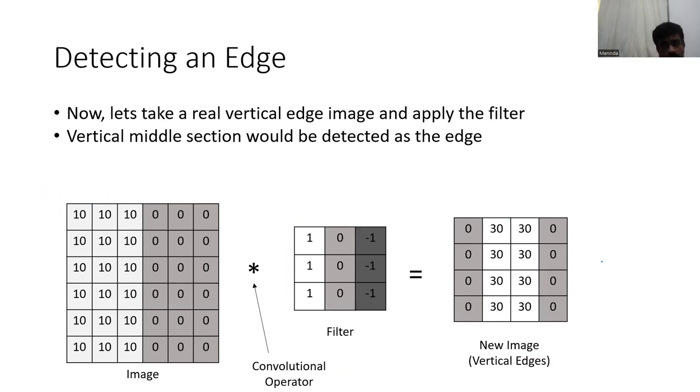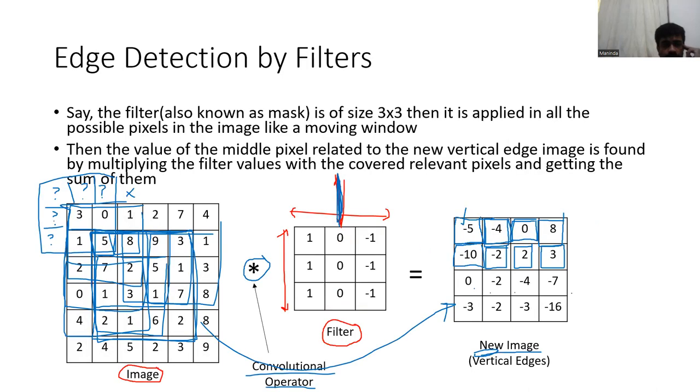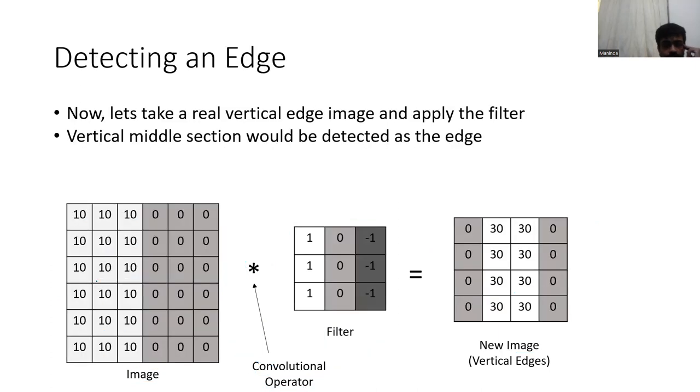Now this one is a much clearer explanation of the same example. Here, unlike the previous image, where there were values like 3, 0, 1, 2, 4, 2, 7, 4, we have a real vertical edge in this image. I have drawn the grayscale values relevant to each of the numbers in the pixels. Those numbers are not exactly the grayscale levels; I just added some reasonable numbers to explain how to do it.